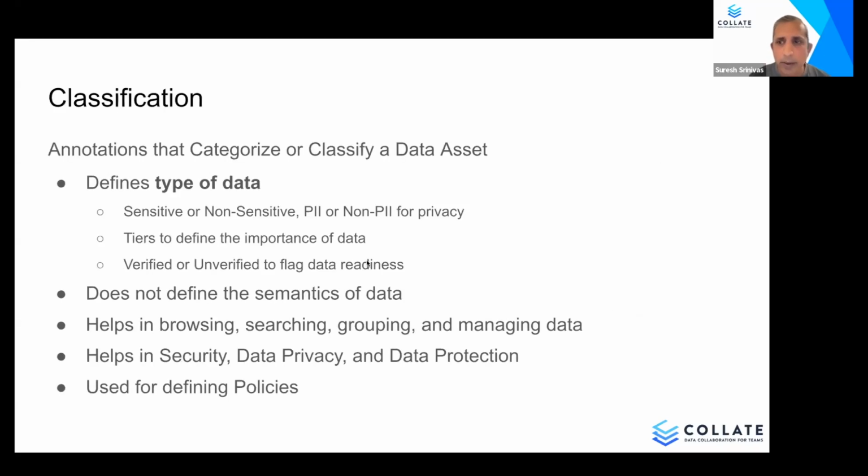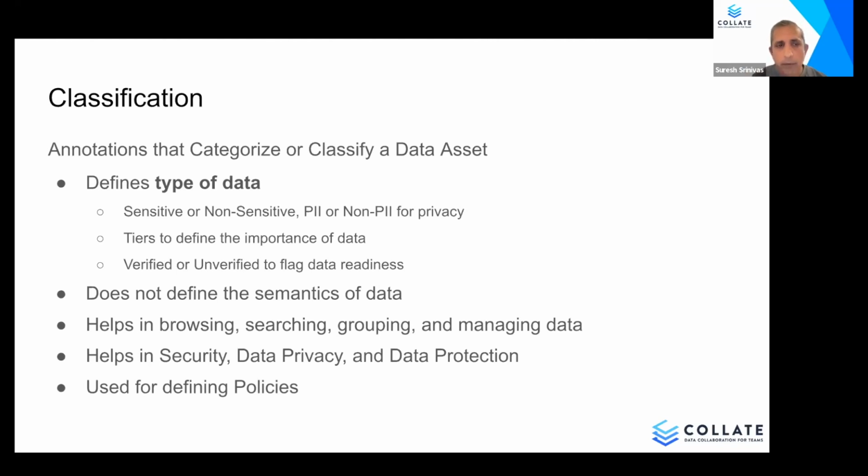Now let's look at classification. Classification is just a tag or an annotation you add to a data asset. It defines the type of data, so whether data is sensitive or not sensitive, it has PII or doesn't have PII, which is geared towards privacy use cases. We also have tiers within open metadata as tags. These define the importance of data to an organization. There are also tags like verified or unverified that show whether the data is ready for consumption or not. So in summary, classifications are annotations that define the type of data, and they do not define the semantics of data, the meaning of the data.